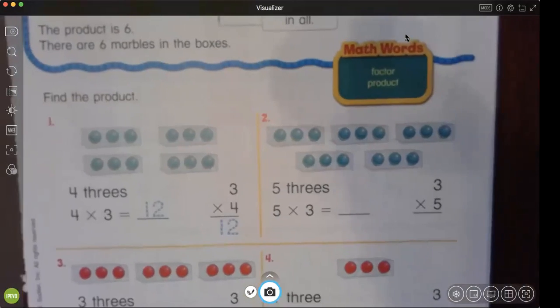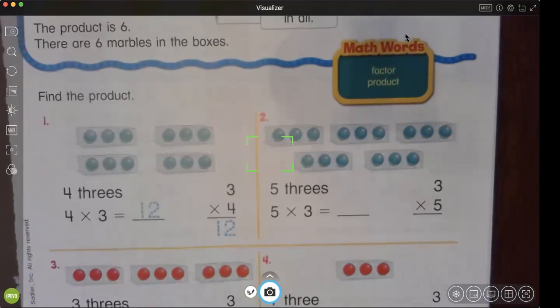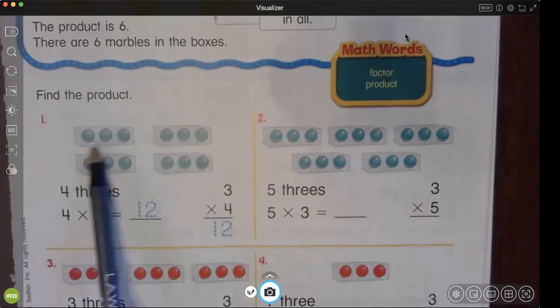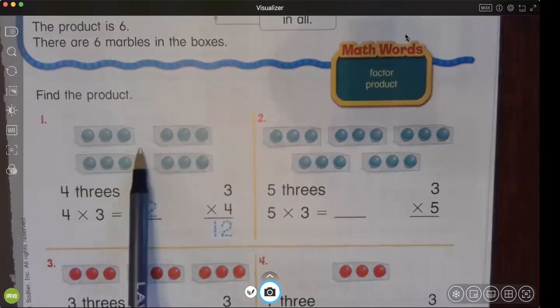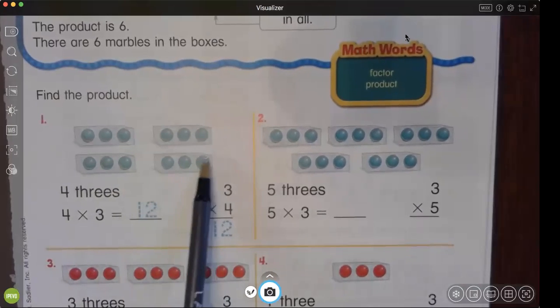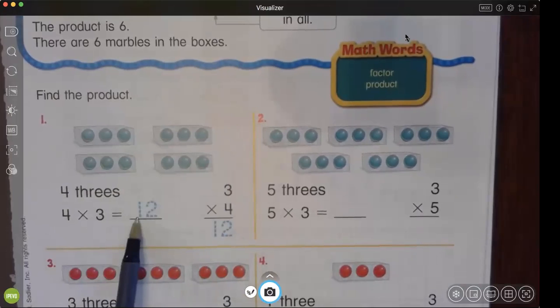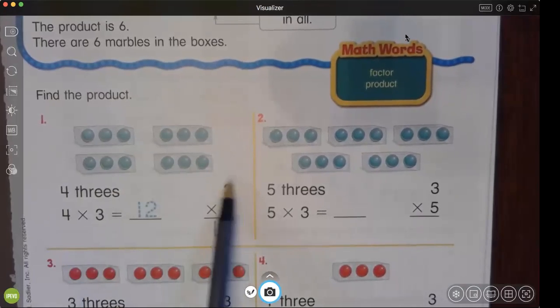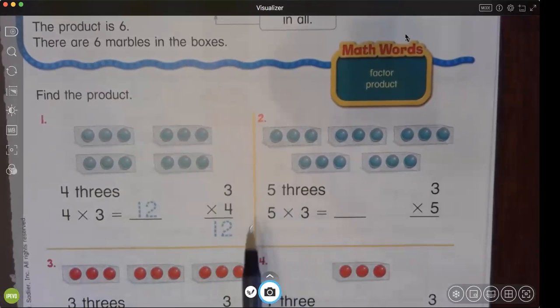All right, so a little blurry. There we go. Okay, so one's done for you, but let's go over it. We have 4 groups of 3. So we have 1 group of 3, 2 groups of 3, 3 groups of 3, 4 groups of 3. Okay, so 4 3s. 4 times 3 equals 12. So it's like saying 3 plus 3 plus 3 plus 3. Okay, and then the opposite is the same. So like we said in addition, 8 plus 3 equals 11. Okay, 3 plus 8 also equals 11. Okay, so they're just trying to get you used to that.